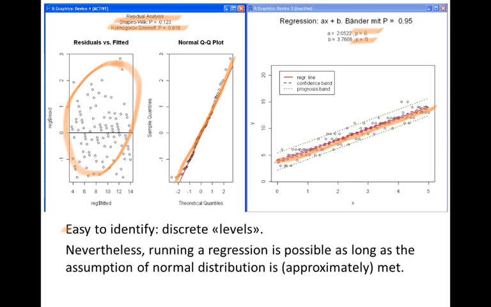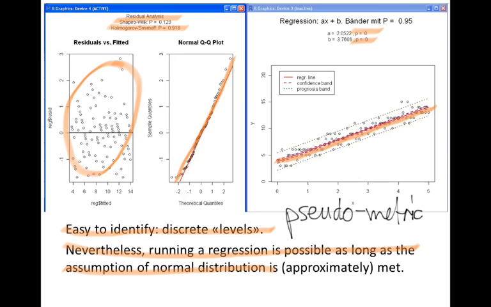So optically it's very easy to identify discrete levels, and you would never think that you have a normal distribution just because of these discrete levels. But nevertheless, mathematically running a regression is possible as long as the assumptions of the normal distribution are not extremely violated. In this case, we are talking about pseudometric data.